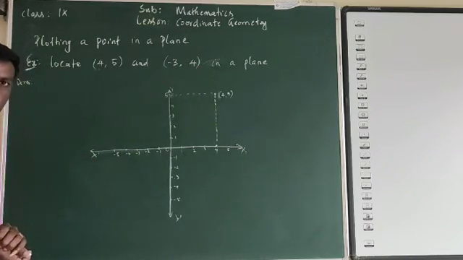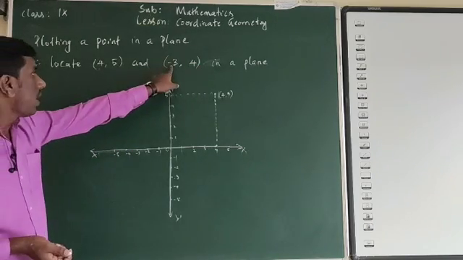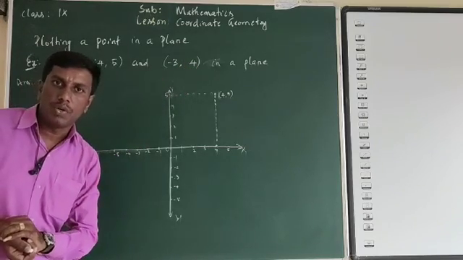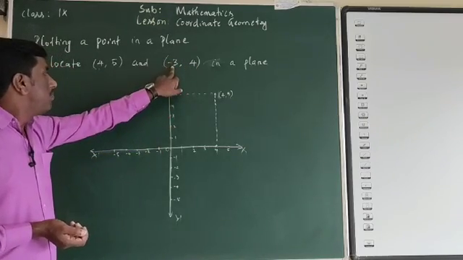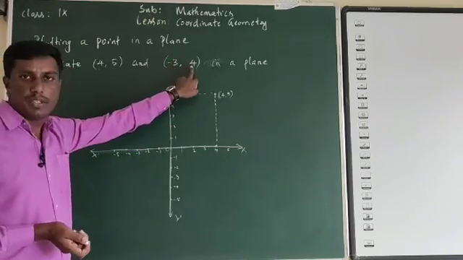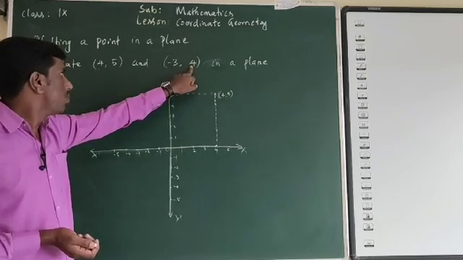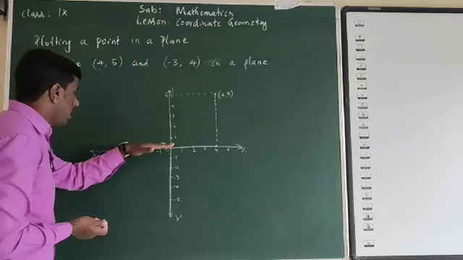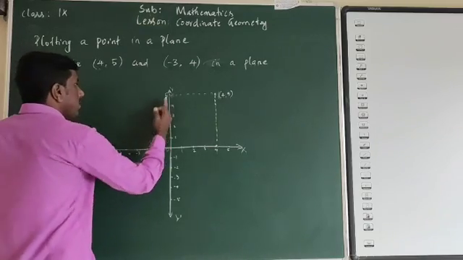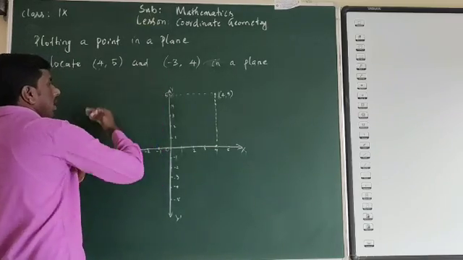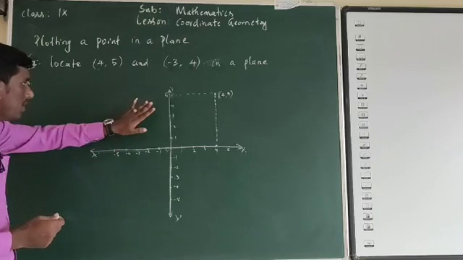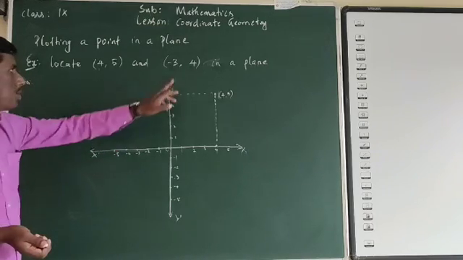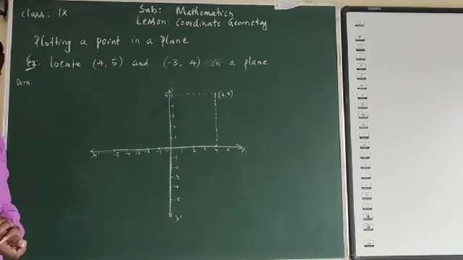Again, what is the next point? -3, 4. Here, the x value is negative and the y value is positive. The abscissa value is negative, the ordinate value is positive. So where is x negative and y positive? X-axis negative, y-axis positive. This quadrant. It has to be in the second quadrant.